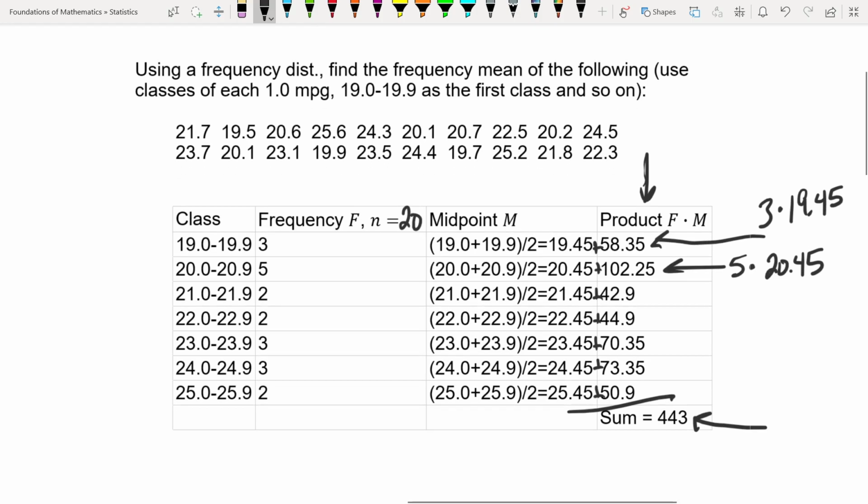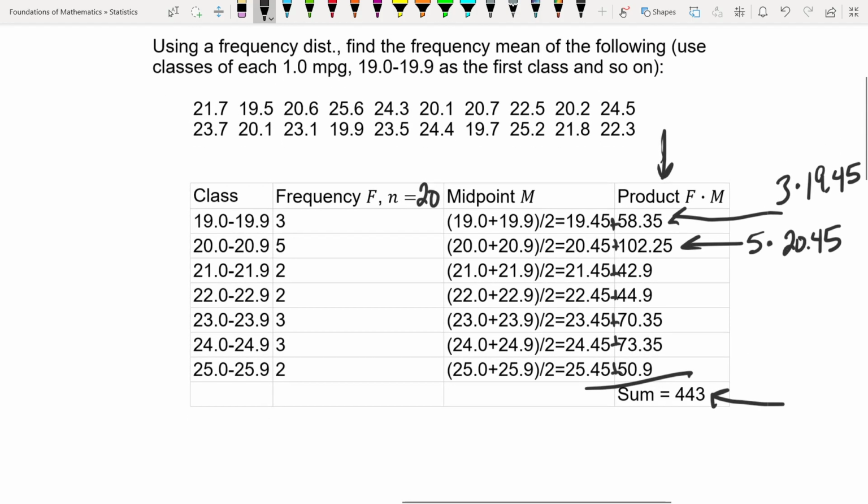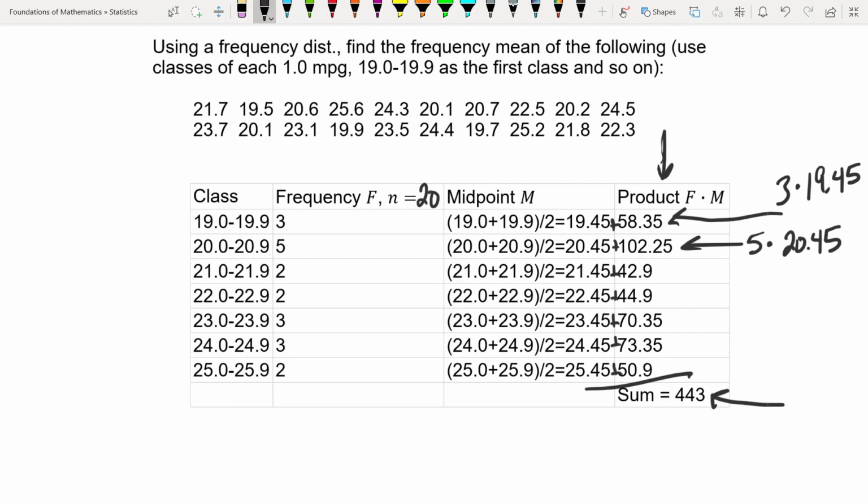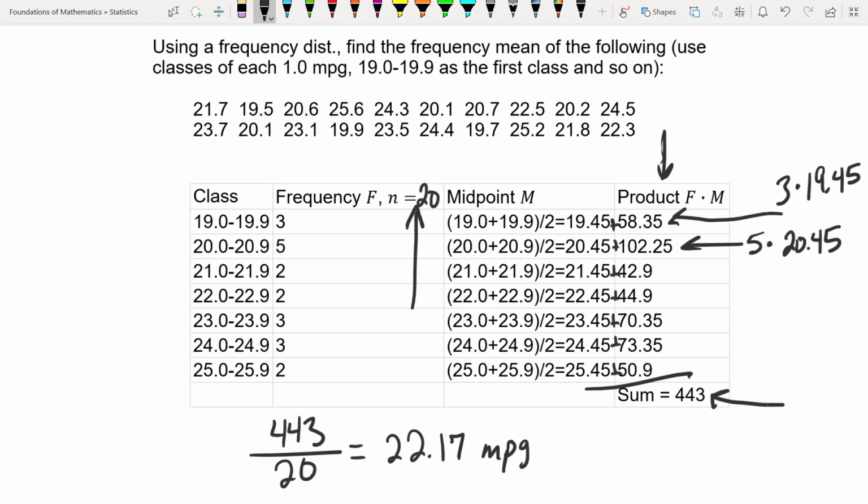Now, this is where the main point of this whole thing is. We take the sum and we divide it by how many numbers there are, in this case 20. And this gives us 22.17 mpg. So for the frequency distribution, we have a frequency mean of 22.17 miles per gallon.